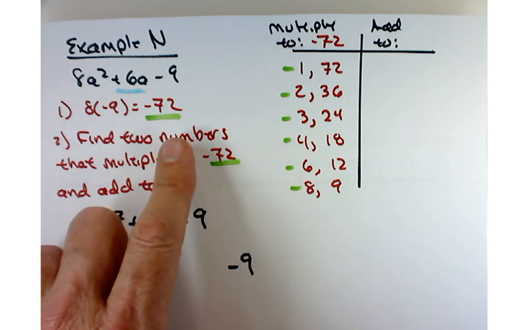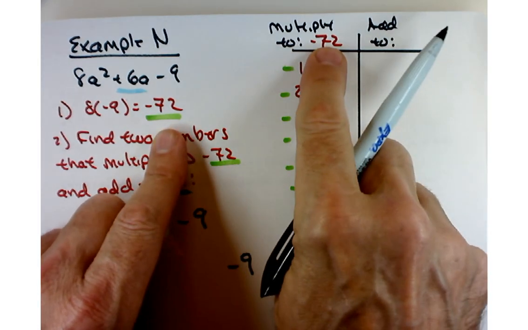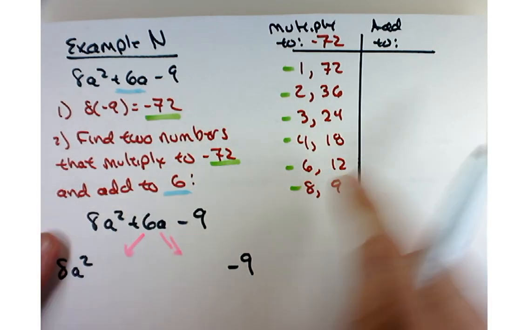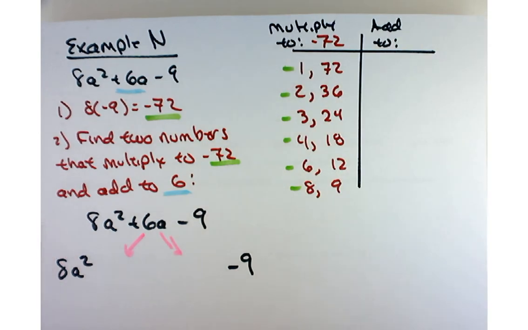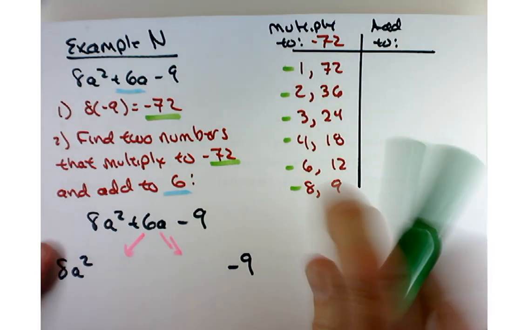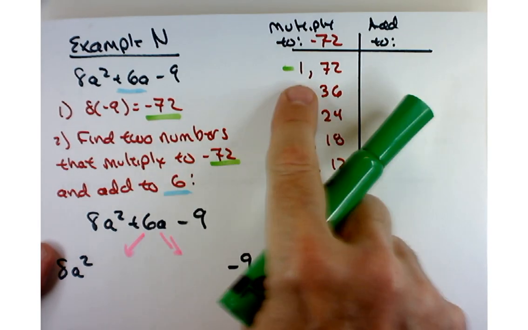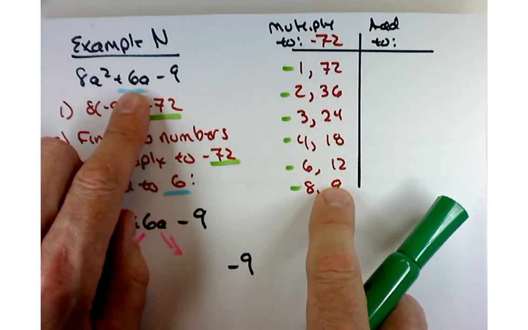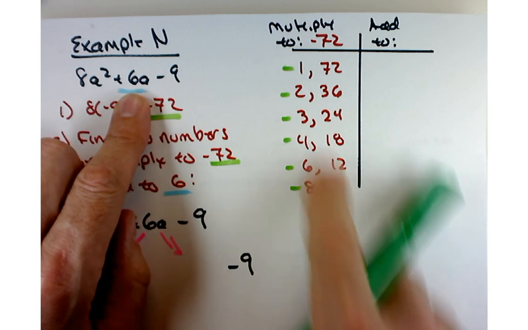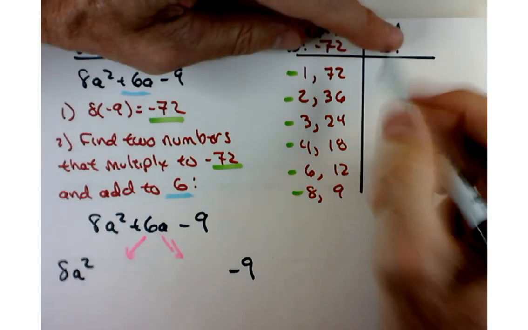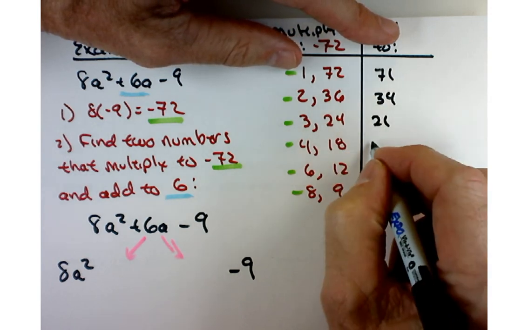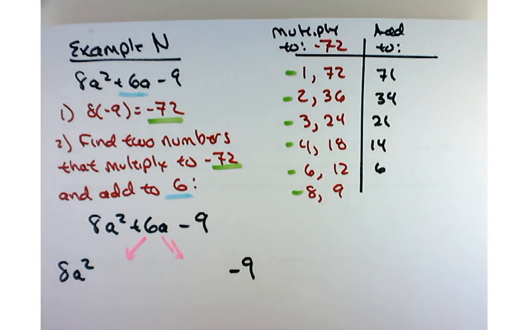And the trick with this one is to find two numbers that multiply to -72 and add to that middle number, 6. So here's all the factors of 72 in red. Since I need to multiply to a -72, one of these has to be positive and one of them has to be negative. The larger one is going to have this sign. So that's going to be positive, making these negative. This adds up to 71, to 34, 21, 14, and finally down here we'll stop. You don't need to go down any further because this is the one we need.